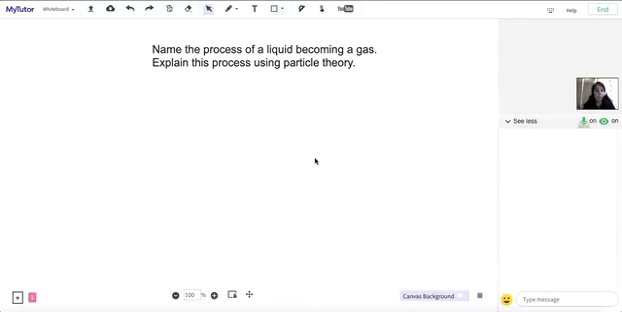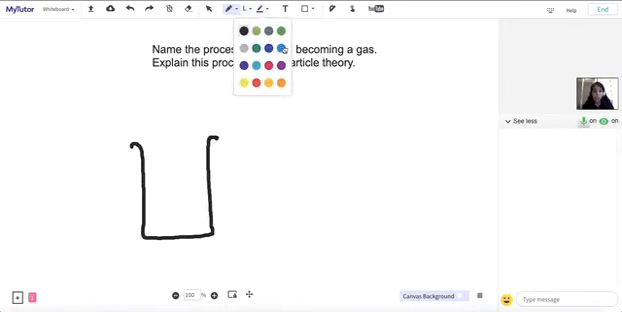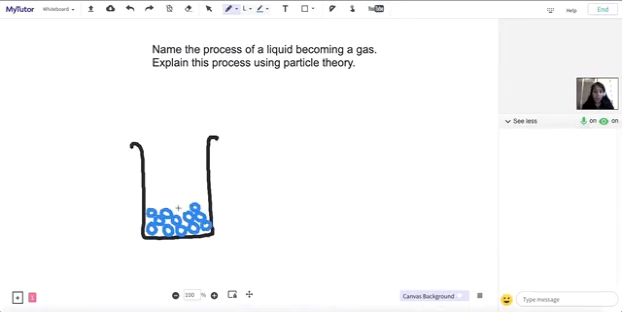To explain that process using particle theory, I'm going to draw two diagrams, one of a liquid and one of a gas. So if we imagine that this is a beaker, and inside it will be liquid particles. So they're quite tightly packed together, but not in a regular arrangement, as they can slip and slide over each other, whereas a solid would have tightly packed layers of particles.